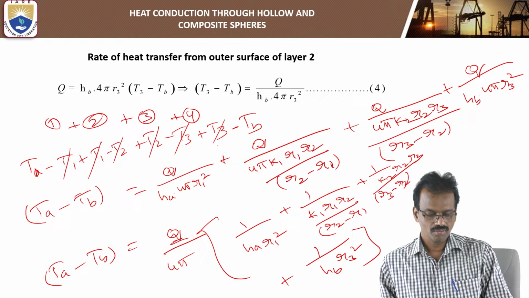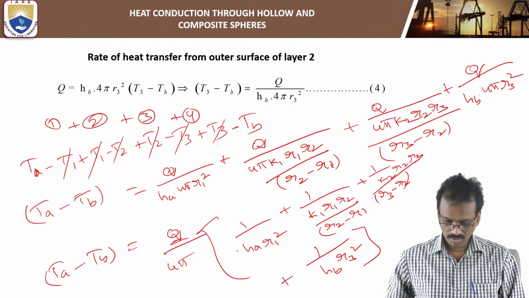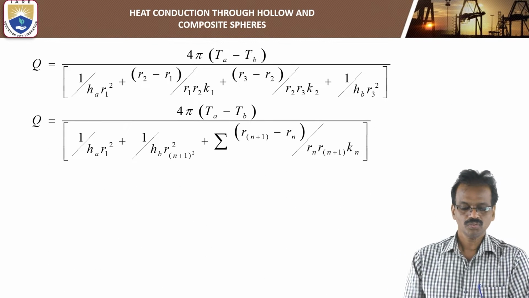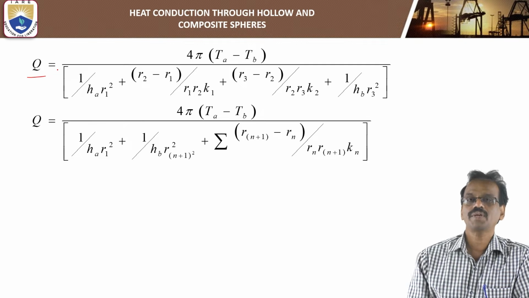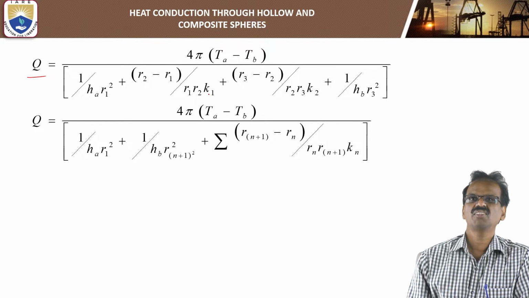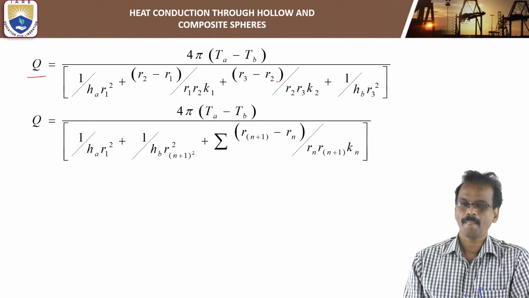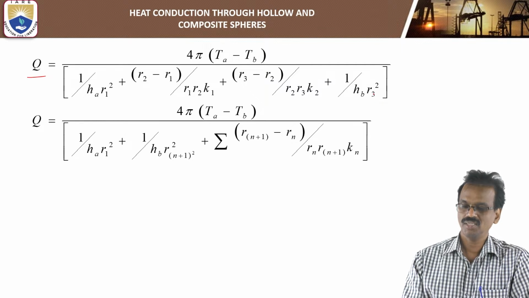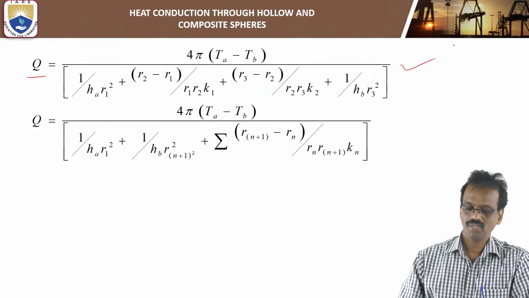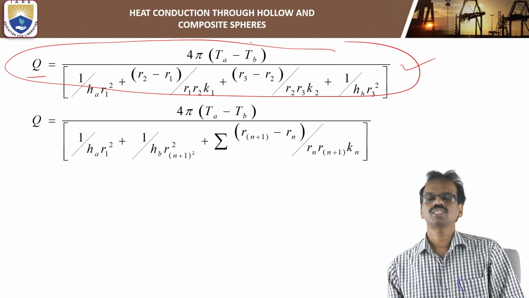Then Q is equal to, you can send the 4 pi and the other terms over, and we get the final formula like this. Q is equal to 4 pi into TA minus TB by 1 by HA R1 square plus R2 minus R1 by R1 R2 K1, plus R3 minus R2 by R2 R3 K2, plus 1 by HB R3 square. So this is the final formula.